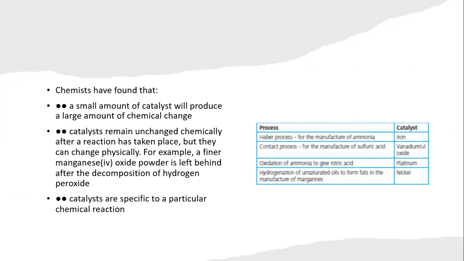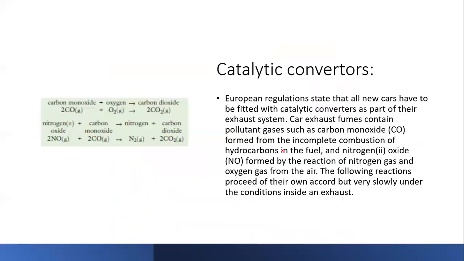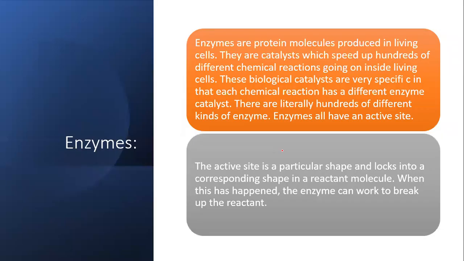Again, iron is a transition metal. Contact process is the process for making sulfuric acid, and the catalyst we use for it is vanadium oxide. These two are very common. They ask you about Haber process and contact process very commonly. All right, so basically that is what you had to do in the topic of rate of reaction.